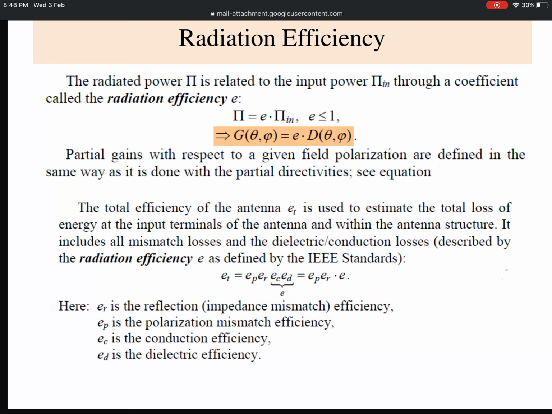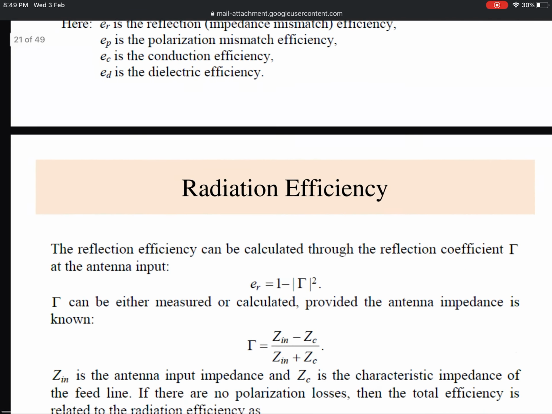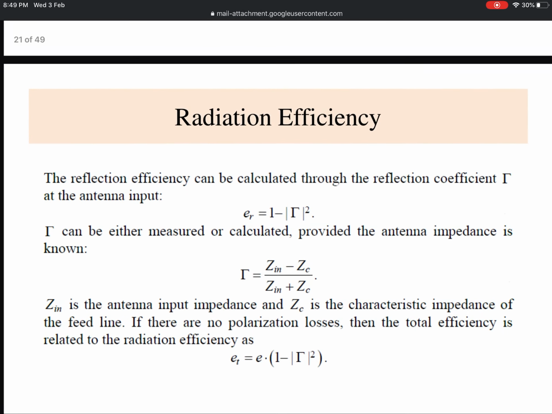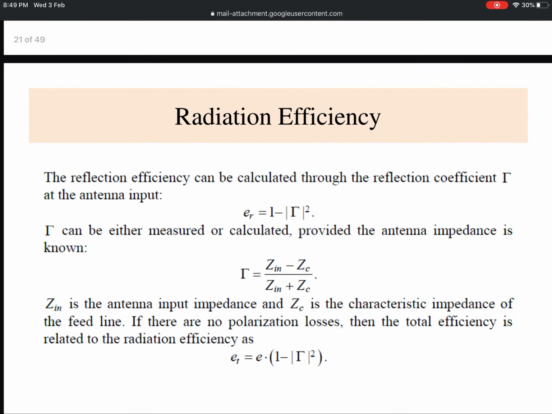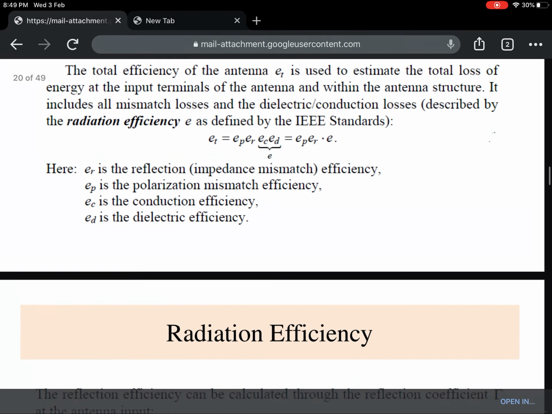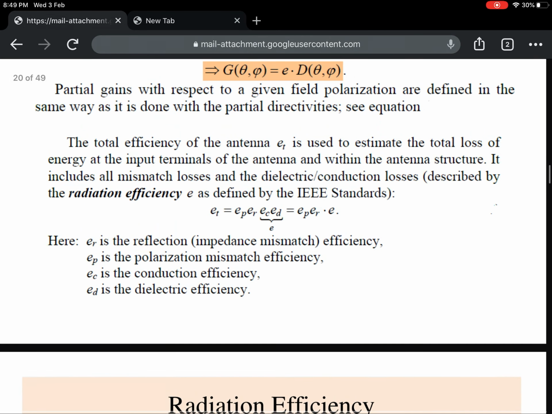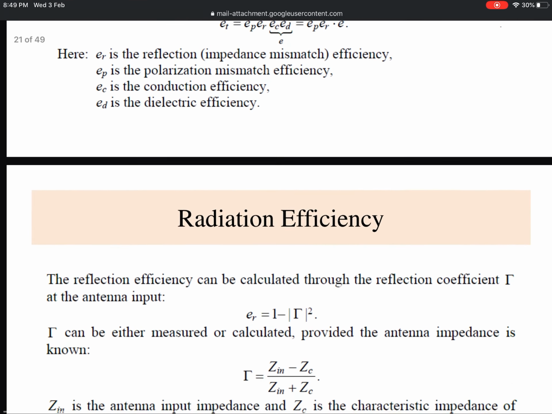So you can see that e_T takes care of e_p, which is polarization loss. Then it takes e_r, which is the reflection loss, the impedance mismatch. e_c is the conductor loss. e_d is the dielectric loss. Sometimes this e_c and e_d together we call e_cd. So the reflection efficiency can be calculated through the reflection coefficient. So now I am trying to characterize it. First I am taking e_r, which is the mismatch loss.